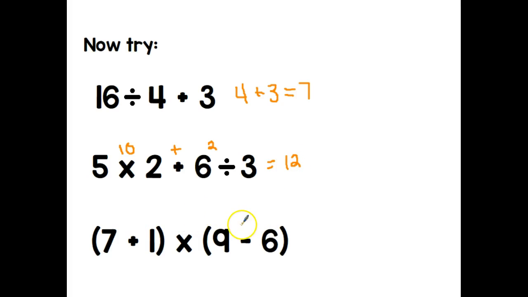This time I've got two things in parentheses, and I'm just going to go left to right. 7 plus 1 is 8, and 9 minus 6 is 3. And 8 times 3 is 24. Not too hard once you know what to do.